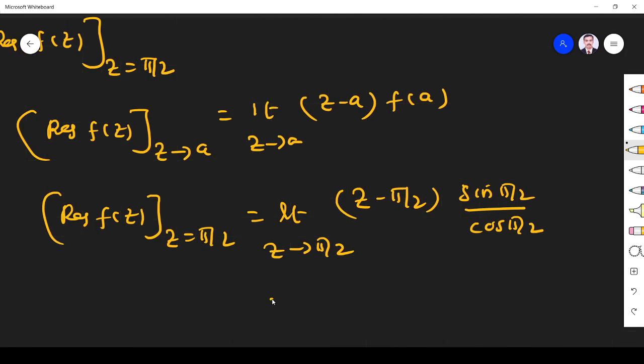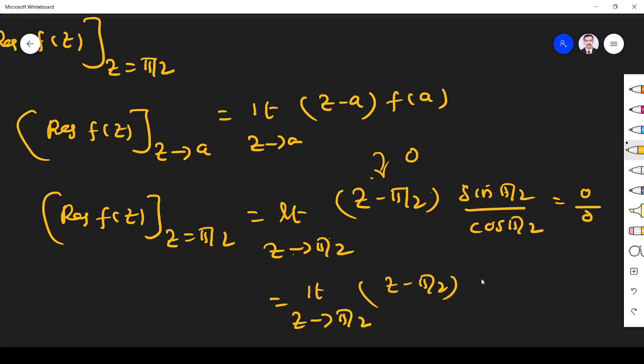So what I need is, you see, when you substitute z is equal to pi by 2, z minus pi by 2 will become 0. So anything multiplied by 0 is 0. So numerator is 0, cos pi by 2 is also 0, right? So it is 0 by 0 form. So I apply L'Hospital rule, limit z tends to pi by 2, z minus pi by 2, numerator I differentiate separately, denominator separately, so what I get is 0, right?